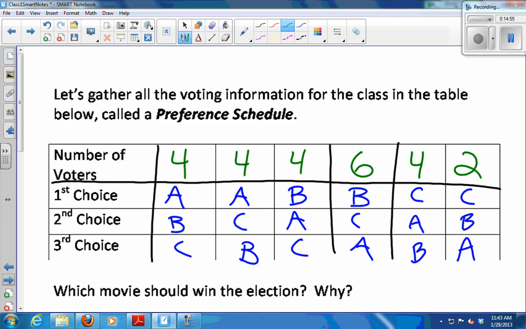So before we decide who won the election, without counting the number of people in the room, how many people voted? How do you know that? Just count all the numbers. When you're given a preference schedule, you can figure out how many people voted by adding up the numbers across the top, because these numbers represent numbers of ballots. So we have 4, 8, 12, 18, 22, 24.